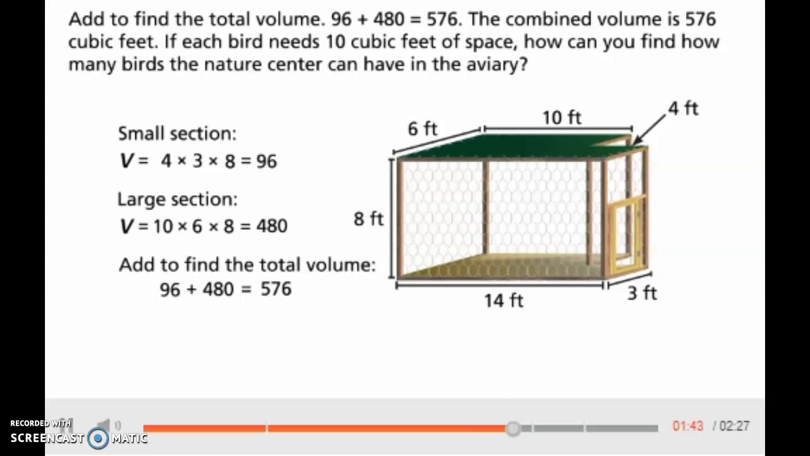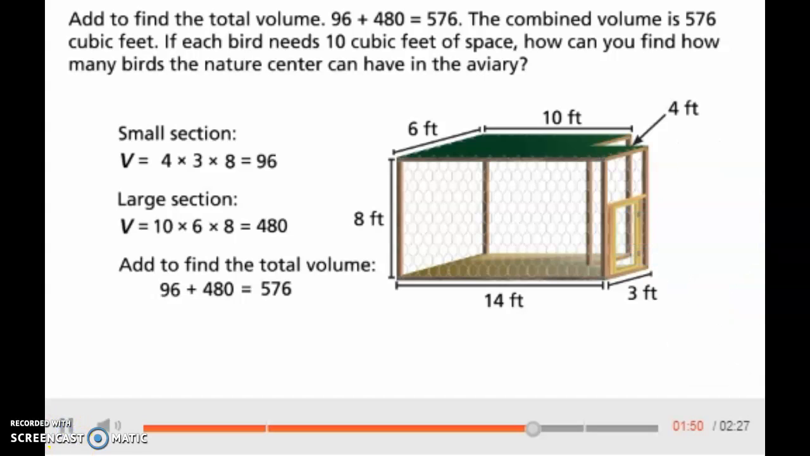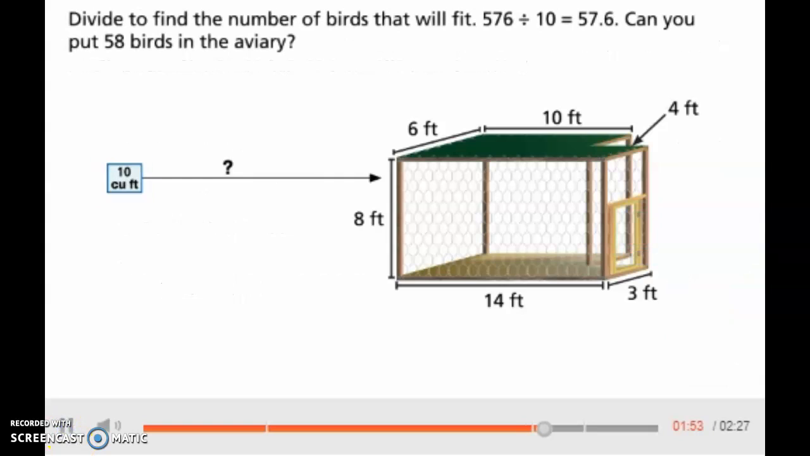If each bird needs 10 cubic feet of space, how can you find how many birds the Nature Center can have in the aviary? Divide to find the number of birds that will fit. 576 divided by 10 equals 57 and 6/10. Can you put 58 birds in the aviary?